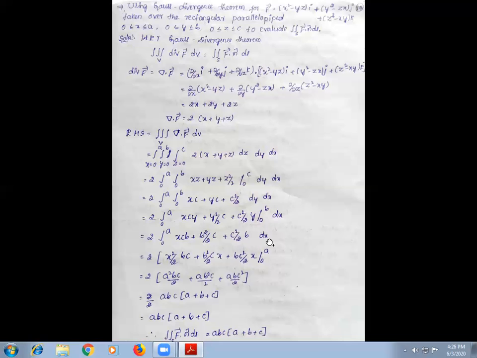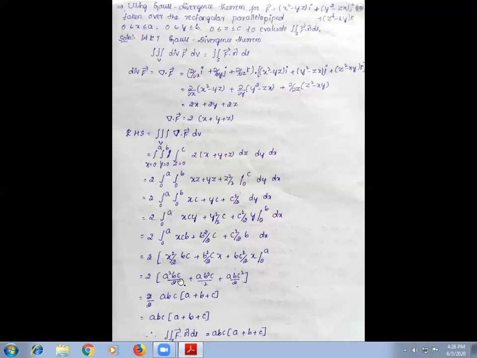Integrating with respect to x, cb is a constant, write as it is, x²/2. b²c/2 is a constant with respect to x, so it becomes x, plus bc²/2 is a constant with respect to x, so it becomes x, between the limits 0 to a. Apply upper limit: a²bc/2 plus ab²c/2 plus abc²/2. Minus the lower limit, which is 0.